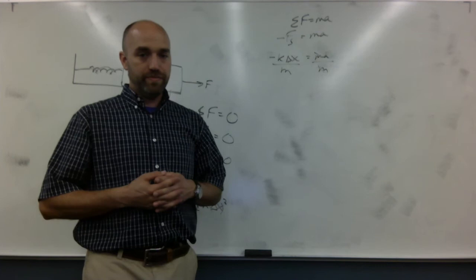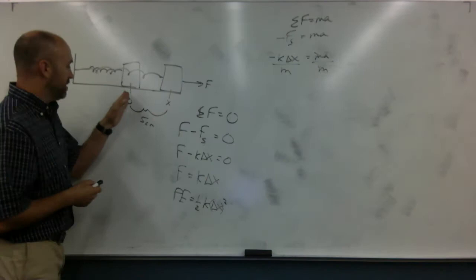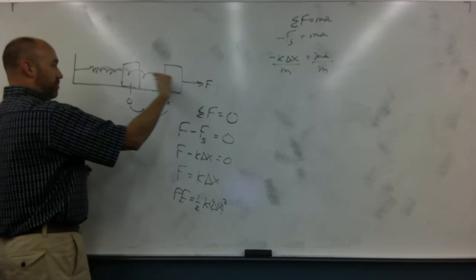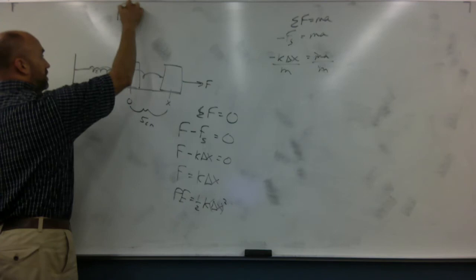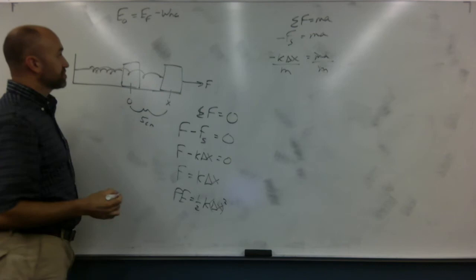Part D says find the speed of the block when it's back here. So you pulled it out here, you let it go, and it goes flying back, and it's going to go right through this equilibrium. And it's going to fly through there pretty fast. The question is, how fast is that? Well, for that part, you're going to want to use the work energy theorem. Energy initial equals energy final minus work not conserved.